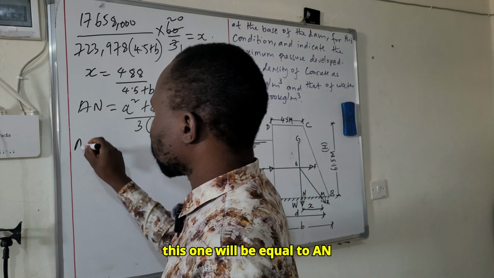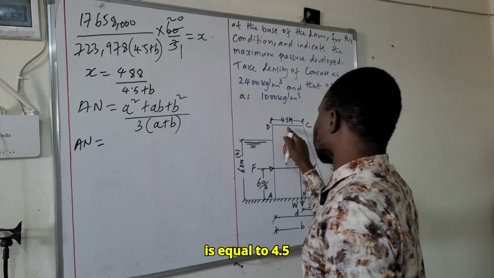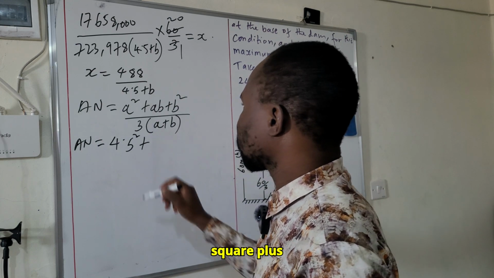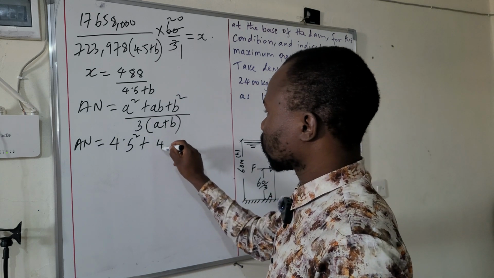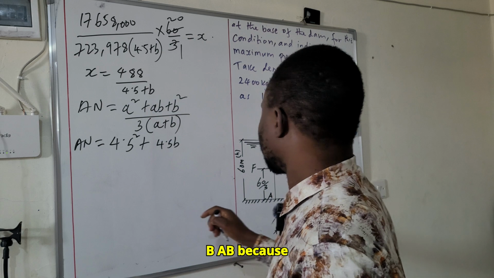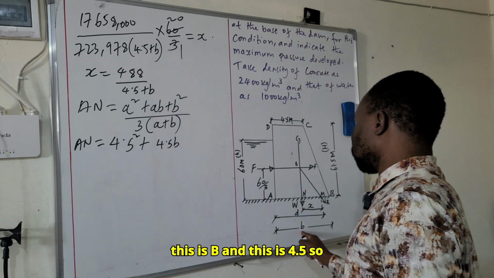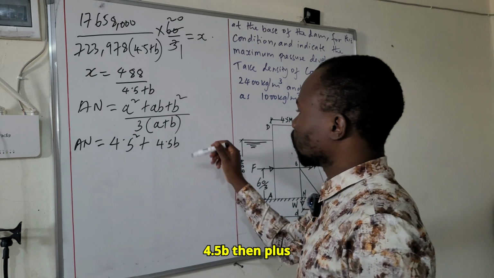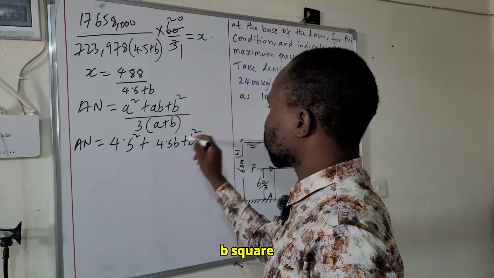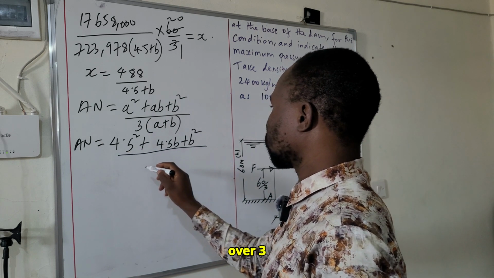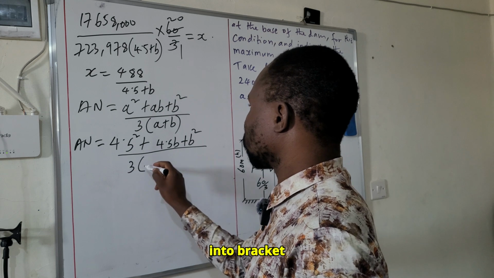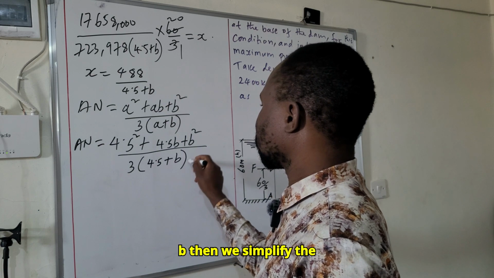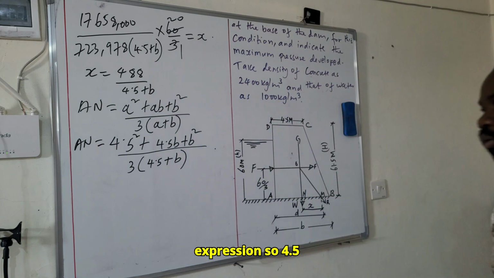So this one will be AN is equal to 4.5 square plus 4.5 B, AB, because this is B and this is 4.5. So 4.5 times B is 4.5 B. Then plus B square over 3 into bracket 4.5 plus B.